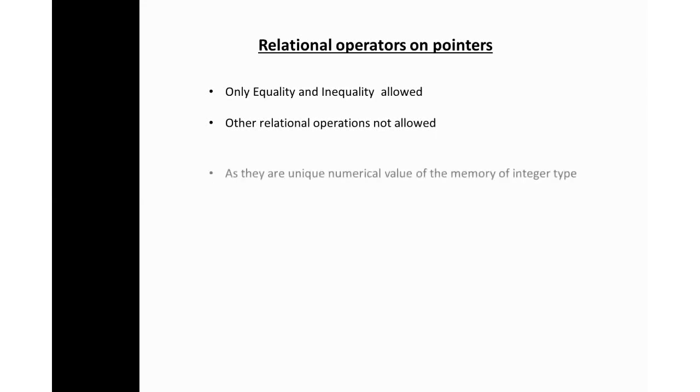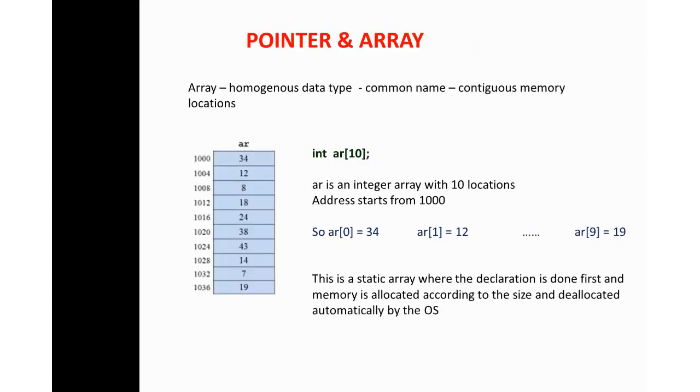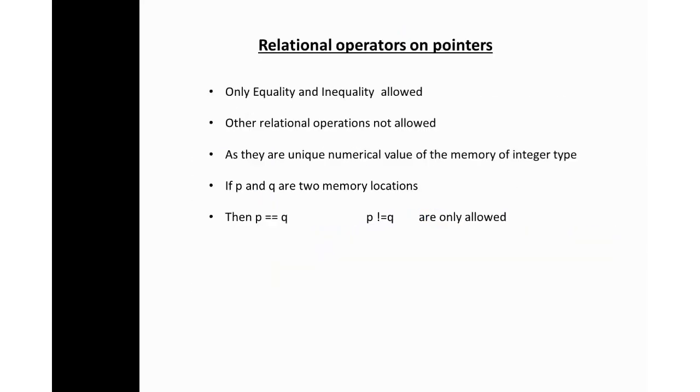Other relational operators are not allowed as they are unique numerical values of the memory of integer type. For example, if P and Q are two memory locations, P is equal to Q, P not equal to Q. Only these two are allowed.